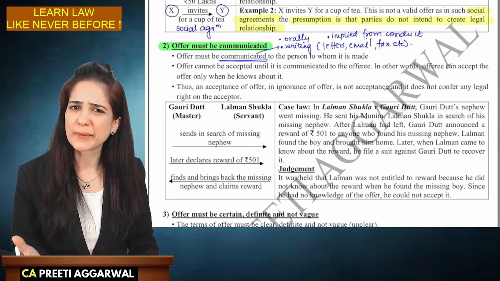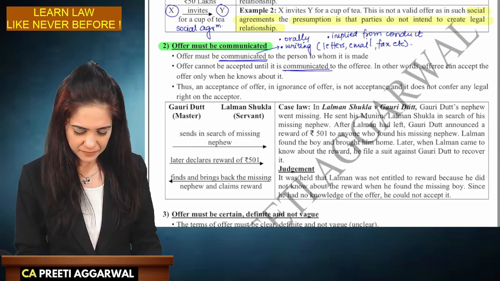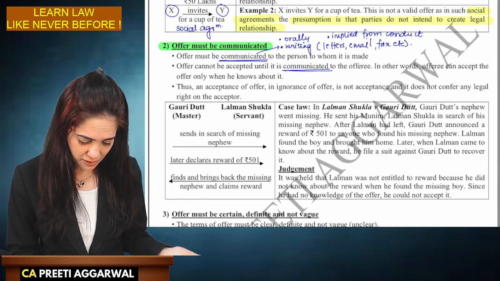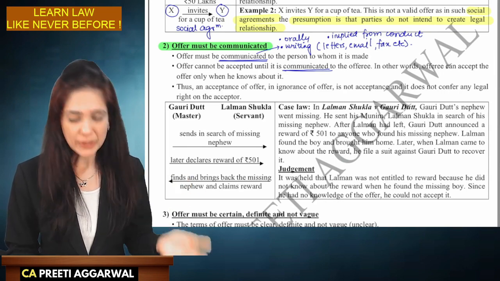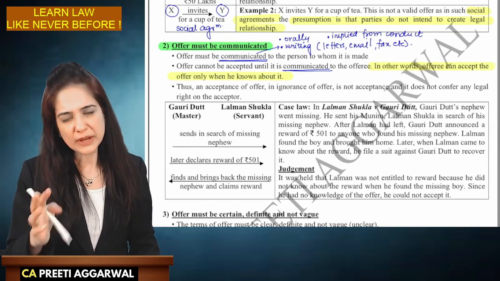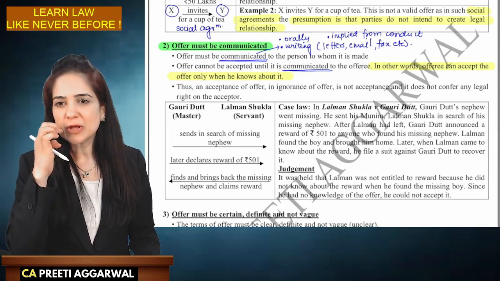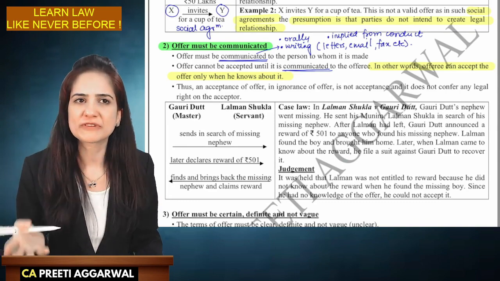Offer cannot be accepted until it is communicated to the offeree. Offeree cannot accept the offer in ignorance. Or in other words, offeree can accept the offer only when he knows about the offer. You cannot accept the offer unless and until you know about the offer. That is so very logical.